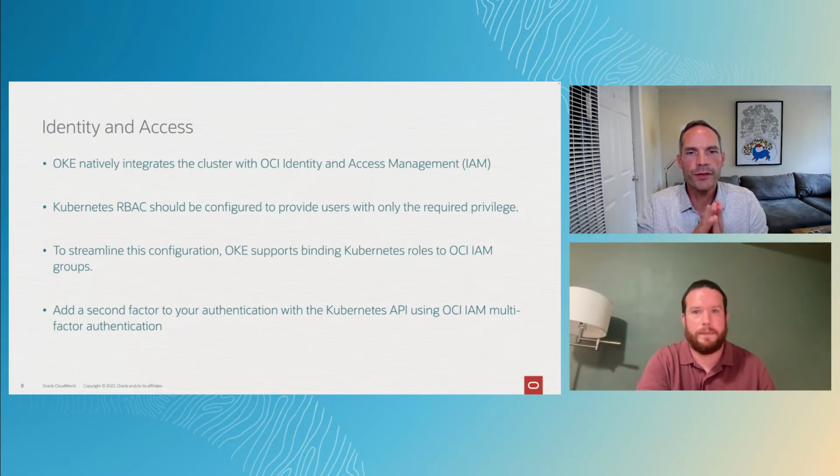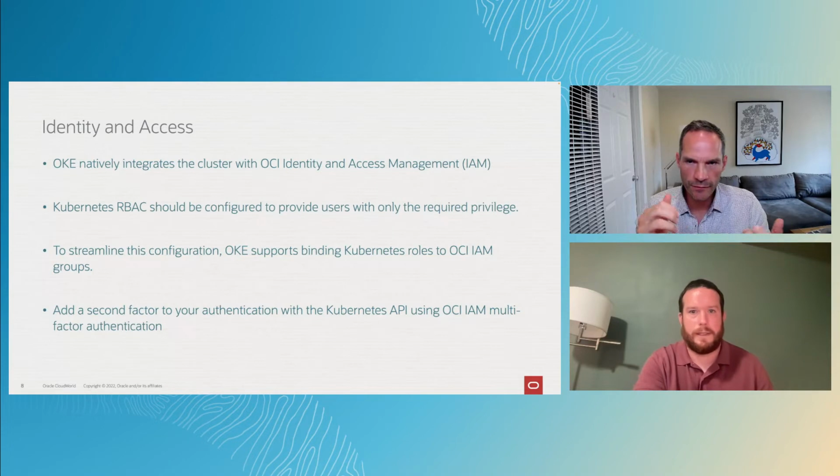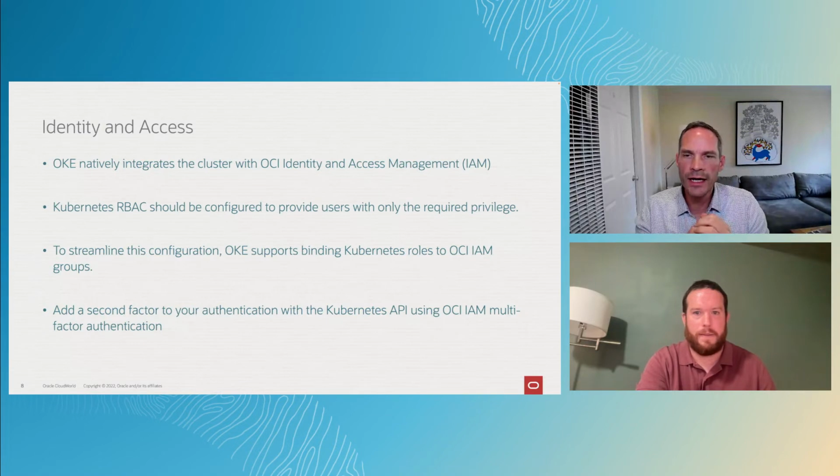When network access to your cluster is enabled, users need authentication and authorization to access the Kubernetes API endpoint of your cluster. To achieve this, OKE natively integrates the cluster with OCI Identity and Access Management, or IAM for short. OCI IAM provides strong user authentication to access your clusters and provides you with the authorization to use the OKE API, allowing you to define cluster administrators and cluster users.